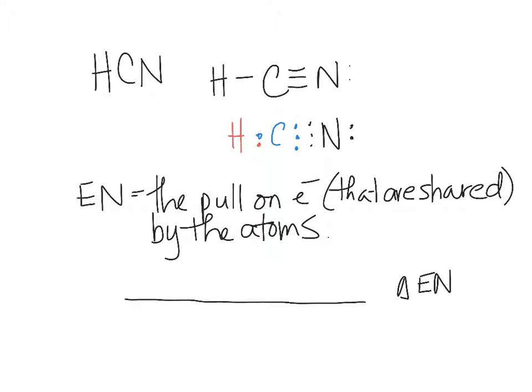or ionic. So, do you know what a triangle means in math? Delta, or change, or difference. So, we're going to be looking at the difference in electronegativity between 2 atoms to figure out whether or not the bond is polar, meaning there's an unequal pull on electrons, or if it is nonpolar, there's no pull on the electrons.